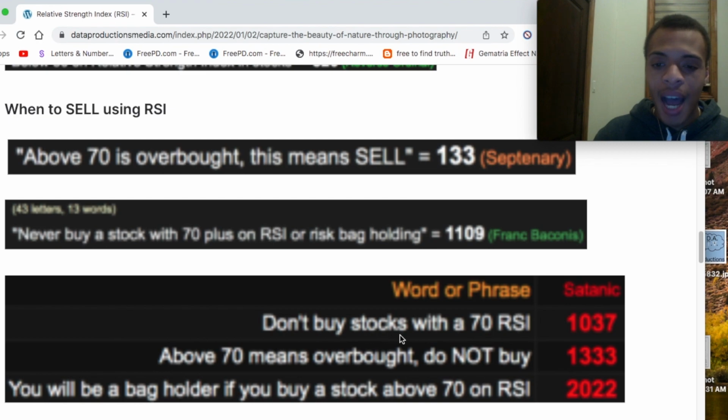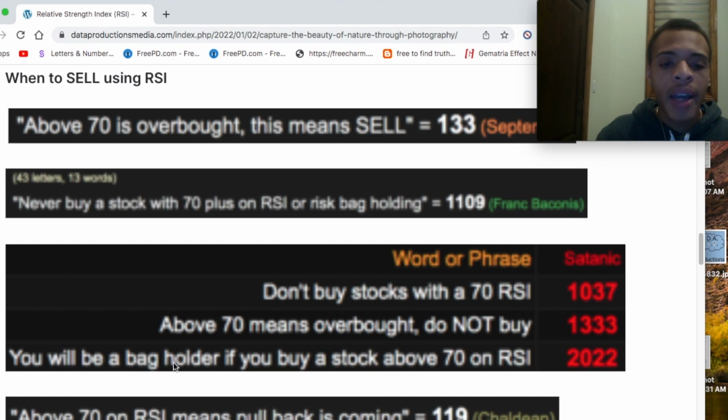Don't buy stocks with a 70 RSI. 1,037 in the Satanic is telling you don't buy a stock with a 70 RSI. Why aren't you listening? That's in the 33rd prime. Above 70 means overbought. Do not buy. 1,333 in Satanic. Listen to what the code is telling you. Above 70 means overbought. Don't buy. And that's on any time frame.